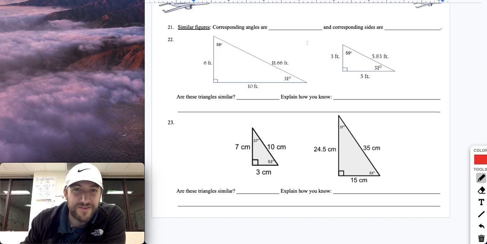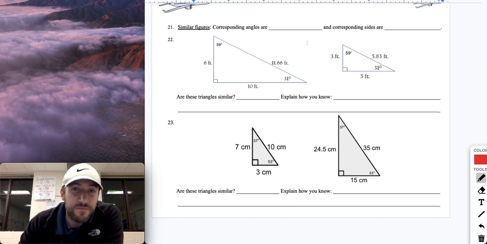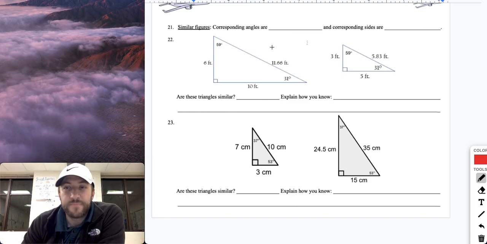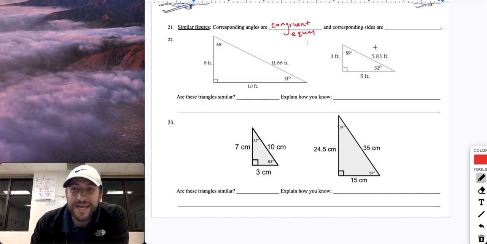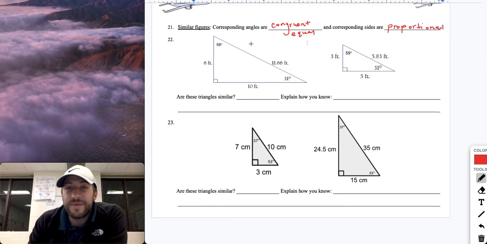Two more questions left. So, question 21 says similar figures. Similar figures have corresponding angles that are congruent. And congruent just means equal, all right? And corresponding sides that are proportional. And in case you forget what corresponding means, it just means the same spot on the other figure. So let's go and look at this one, number 22.